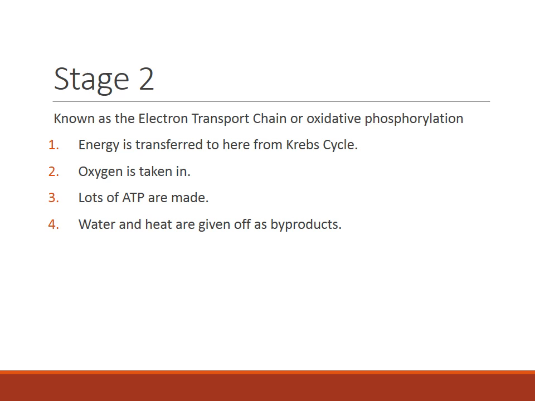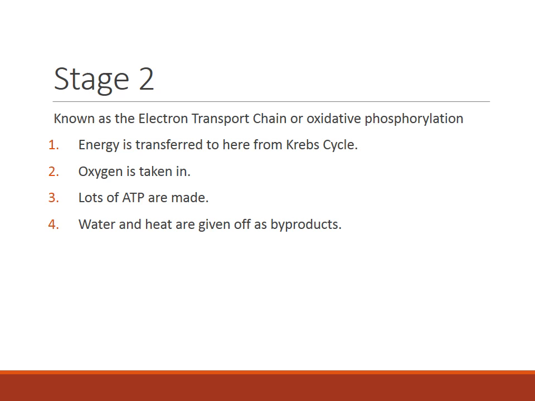The second stage of cell respiration is referred to as the Electron Transport Chain, or oxidative phosphorylation. I once again am oversimplifying this process. It's a crime what I'm doing here. But in this stage, energy is being transferred here from the Krebs cycle. So that process we just looked at is sending over some energy. That energy is really going to be utilized to help us absorb some oxygen. So whenever you inhale, the oxygen from that breath is now being used.